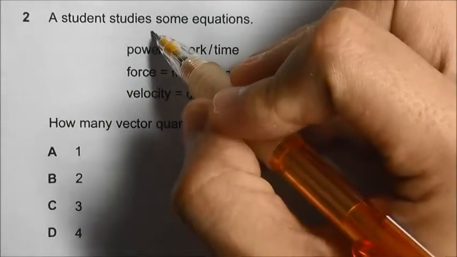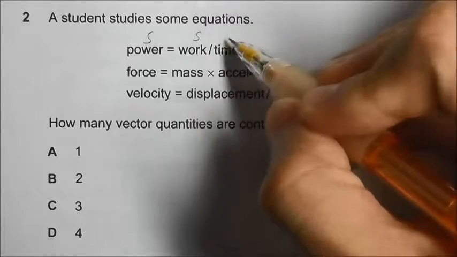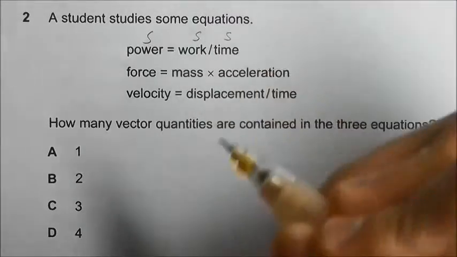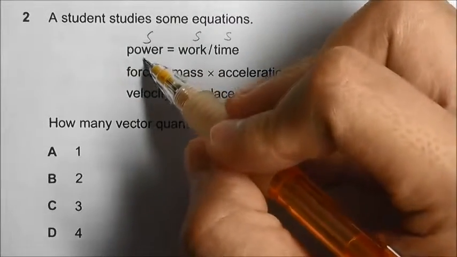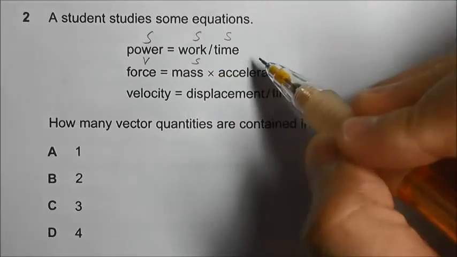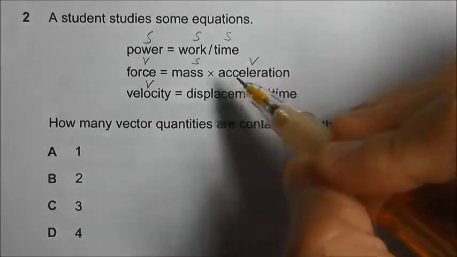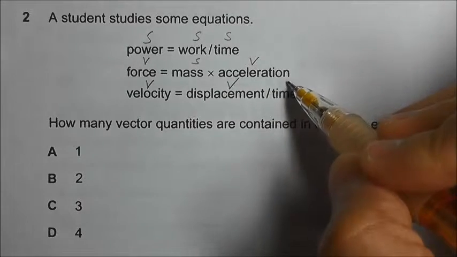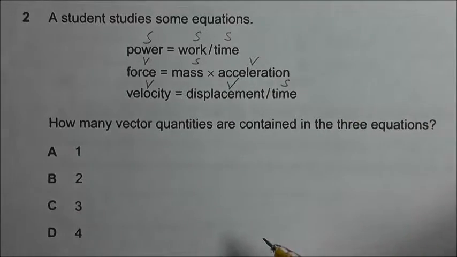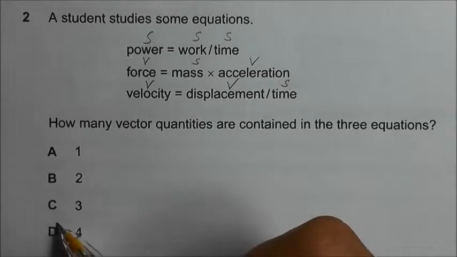Power is a scalar, work is a scalar, time is also a scalar. Force involves direction, so it's a vector. Mass is a scalar, acceleration is a vector, velocity is also a vector, displacement is a vector, and time is a scalar. So altogether, there are 4 vector quantities.